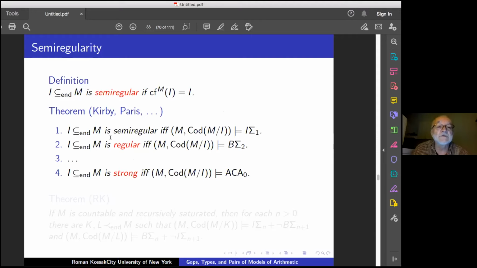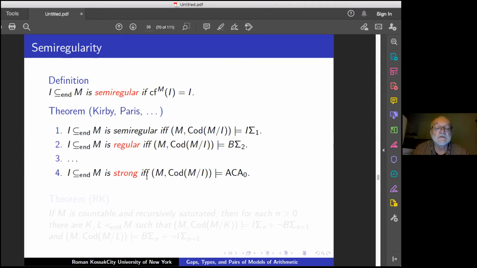So semiregularity simply means that if you look at the model, and this is the collection of subsets of I that are coded in M, so these are traces of coded subsets, or bounded definable subsets of M, on I. And if this is a model of second order arithmetic, and if this satisfies I Sigma 1 in the language here, that's equivalent to semiregularity. And then the hierarchy goes up. Sigma 2 collection corresponds to regularity of the cut. And then you can go up. I will say a little bit about it in a moment.